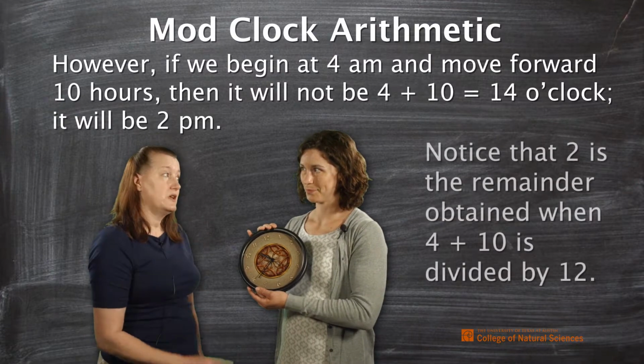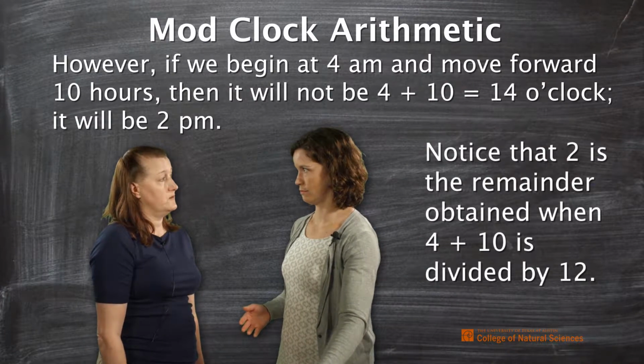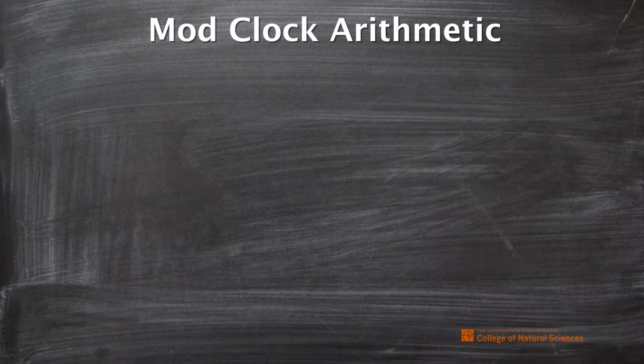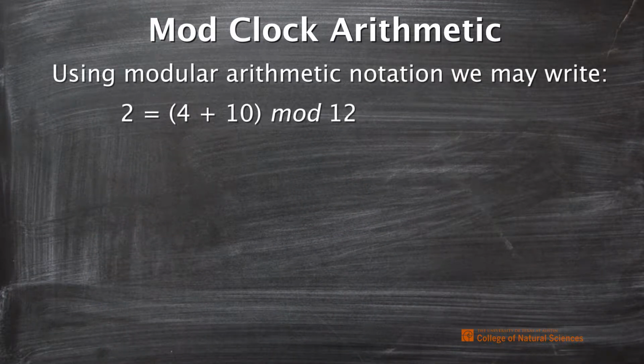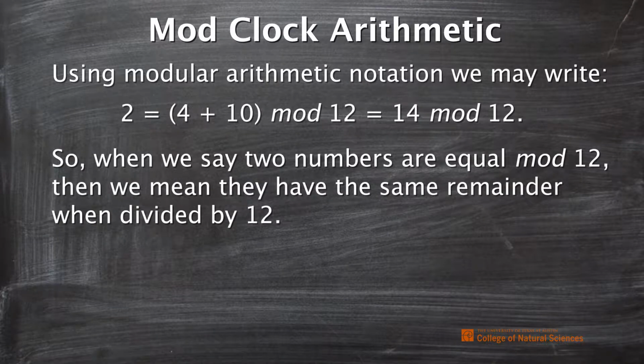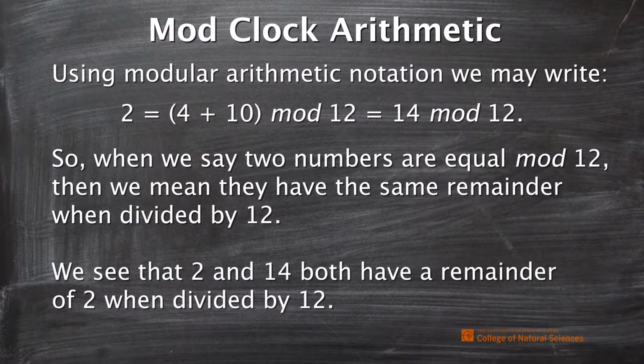Notice something about 2. 2 is the remainder when 4 plus 10 is divided by 12. So if we wrote that out in modular arithmetic, we could say 2 is equal to 4 plus 10 mod 12. Or we write 2 is equal to 14 mod 12. What we mean by what we write there is that when two numbers are equal mod 12, they have the same remainder when divided by 12. So we see 2 and 14 both have a remainder of 2 when divided by 12.